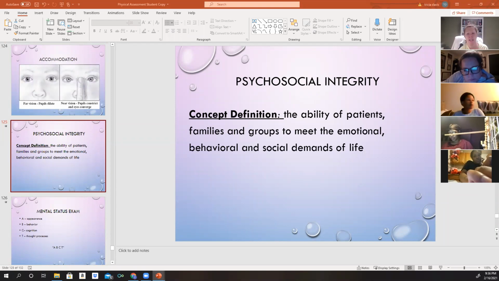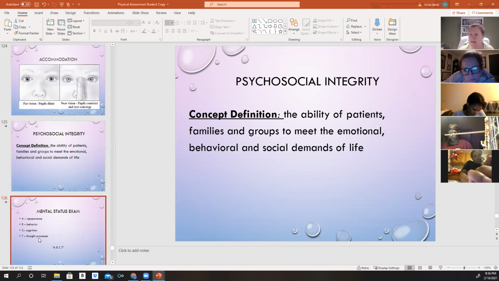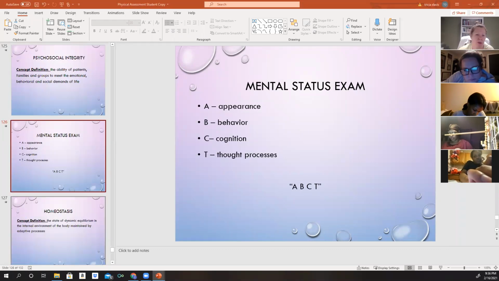So psychosocial integrity, this is the ability of our patients' families and groups to meet the emotional, behavioral, and social demands of life. So we can do what we call an MSE, which is a mental status examination, which is part of your clinical assessment. This helps you look at the psychosocial. So when you do this MSE, I think there's an example of it in your book.